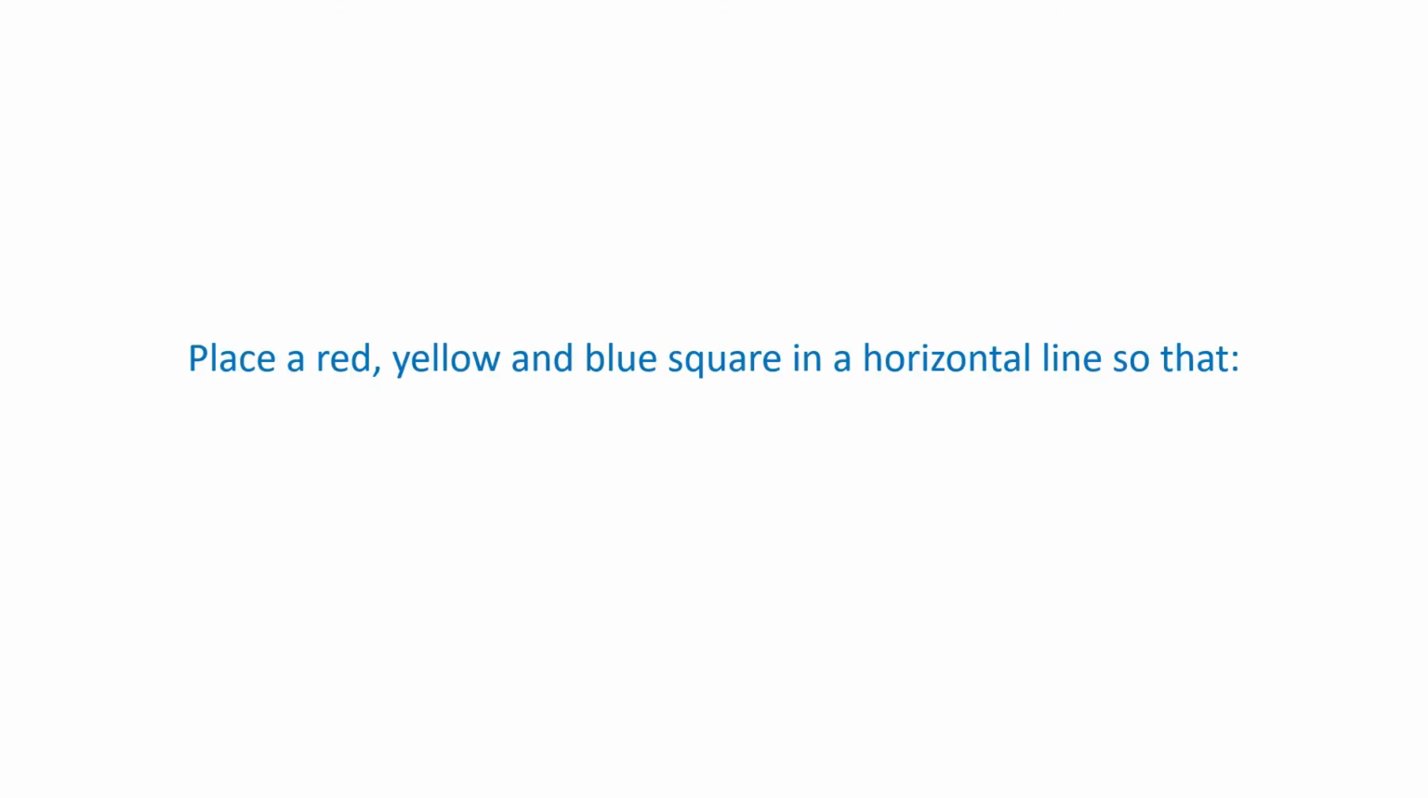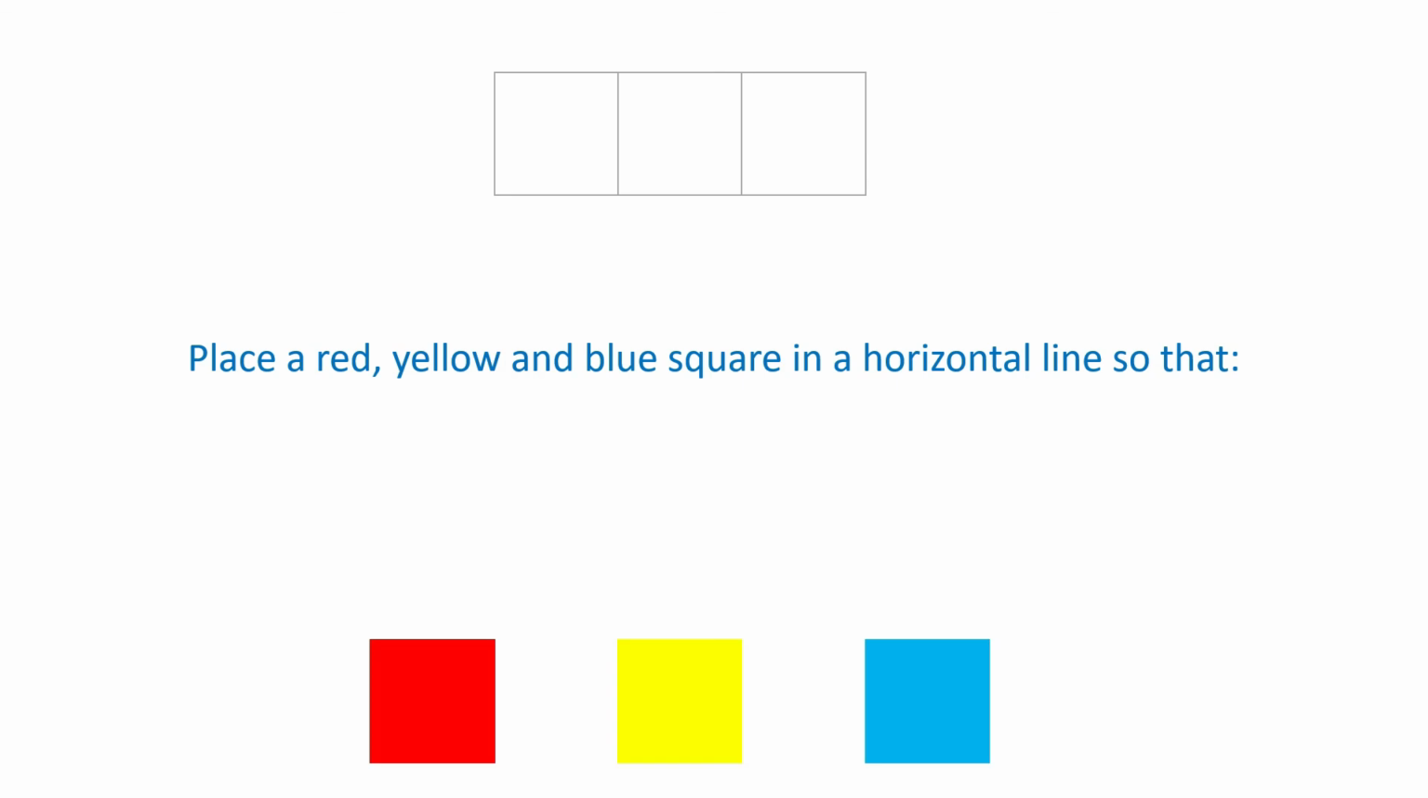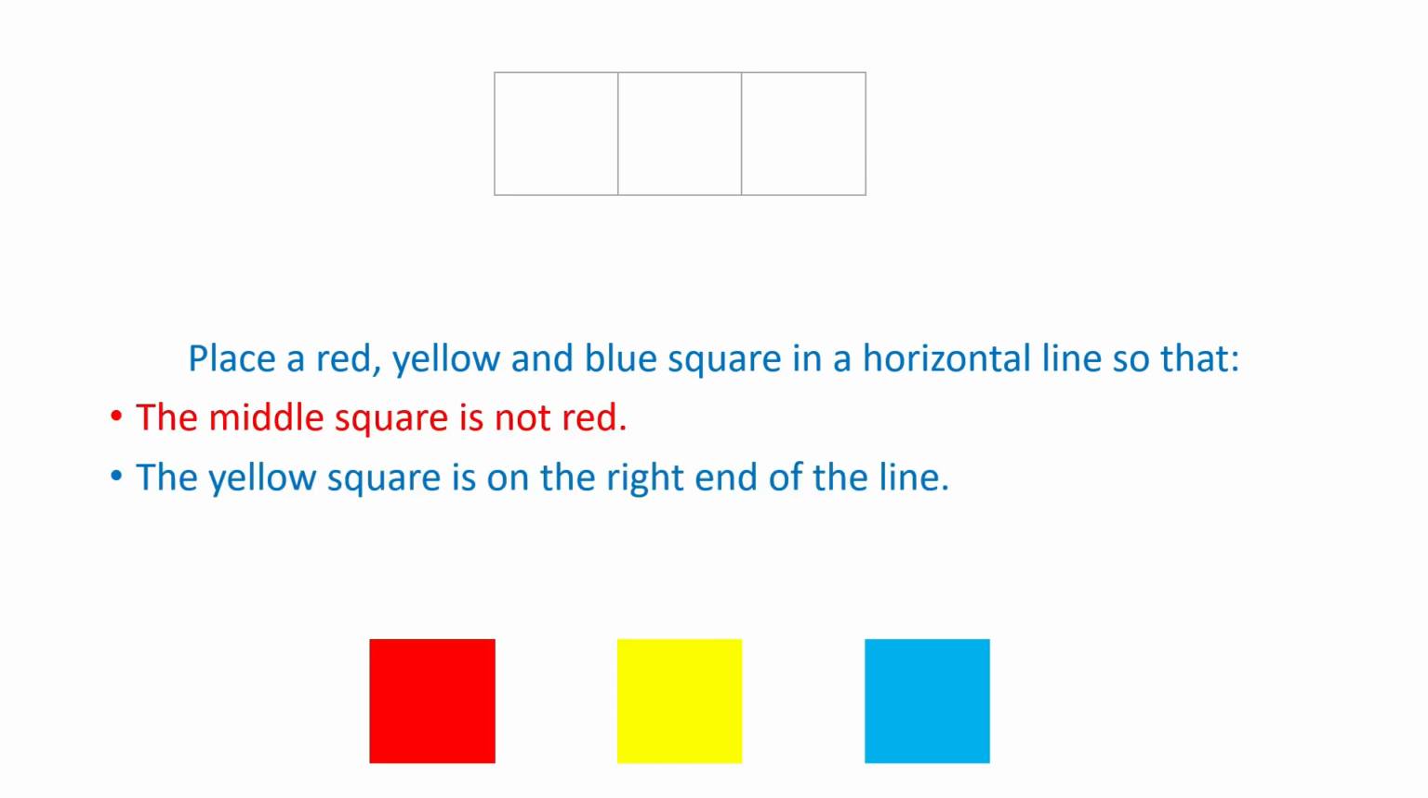Place a red, yellow and blue square in a horizontal line so that. So before we go any further, again, we'll place our 3 squares to mark out our 3 spaces, and we'll actually pick our red, yellow and blue squares ready to go. The first hint says that the middle square is not red. Now the problem here is that there are 2 colours that are not red, so we're not really sure whether the yellow or the blue goes in the middle. Because we can't do anything with that hint yet, we go past it and we'll come back to it later.